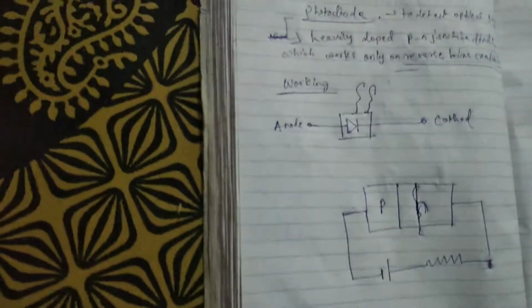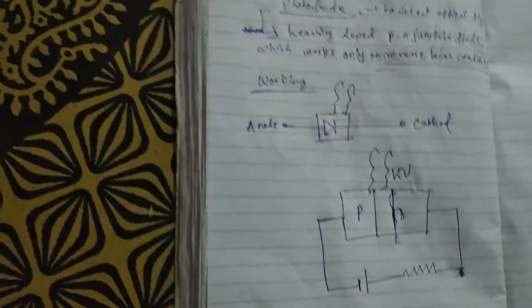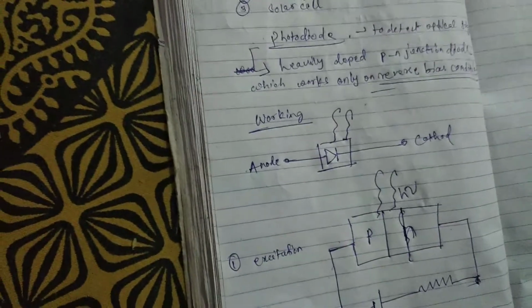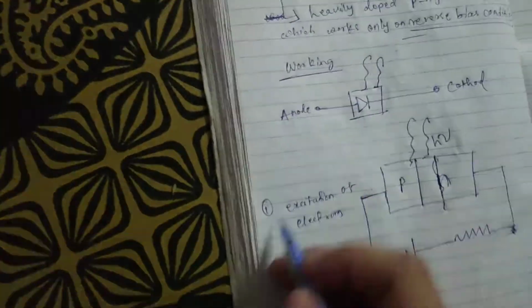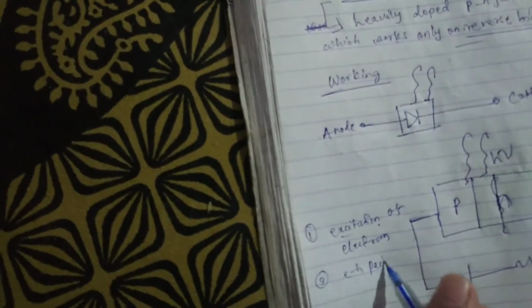So let's see what happens in a photodiode. When a light radiation of energy h nu falls on the PN junction diode, then what happens? Excitation of electrons. The first thing that takes place is excitation of electrons from ground state to excited state. After excitation, there will be formation of electron hole pairs.